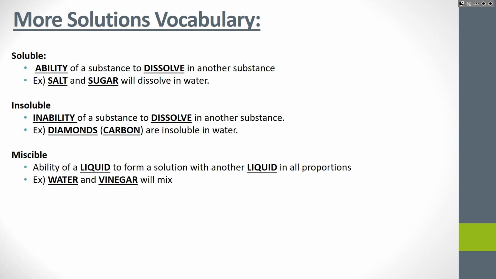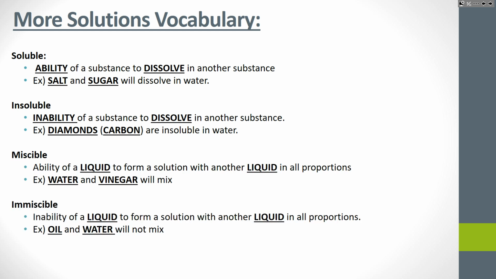Now, when we're talking about liquids, we tend to use different terms. If two liquids are able to mix, we call them miscible. When you say it, it almost sounds like mixable. Miscible. So water and vinegar mix, water and alcohol mix, but oil and water don't mix. We're going to talk more about why that happens in the next parts of this unit. So water and oil are immiscible, whereas water and vinegar are miscible.